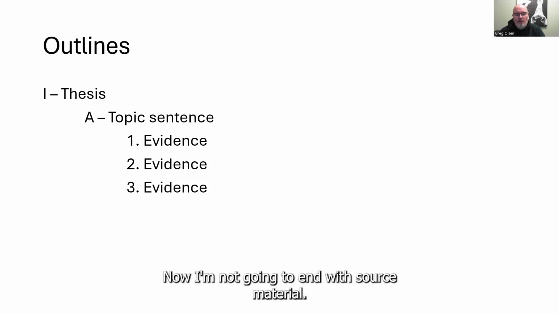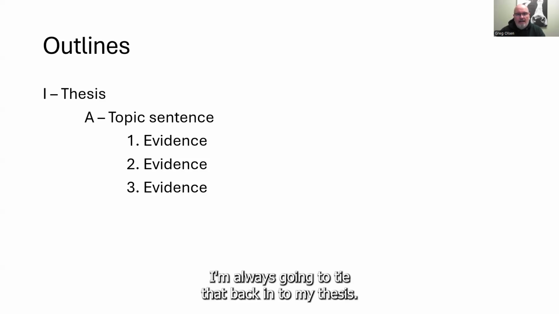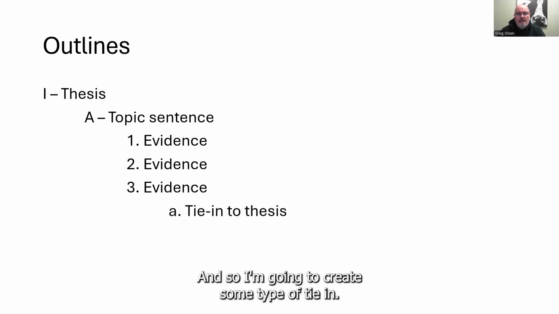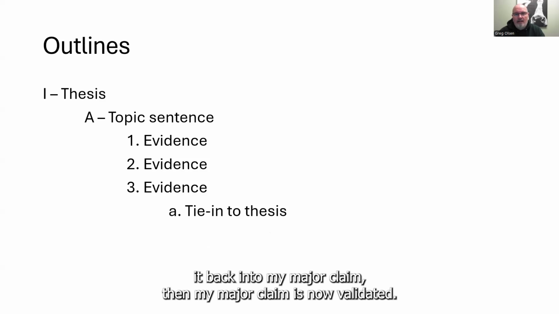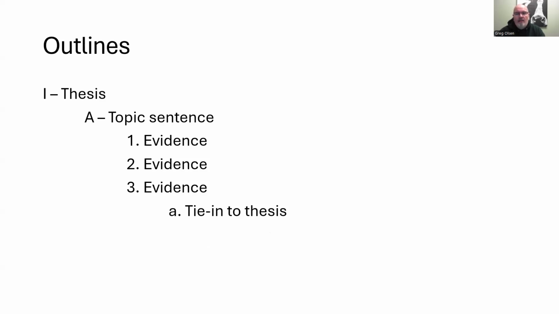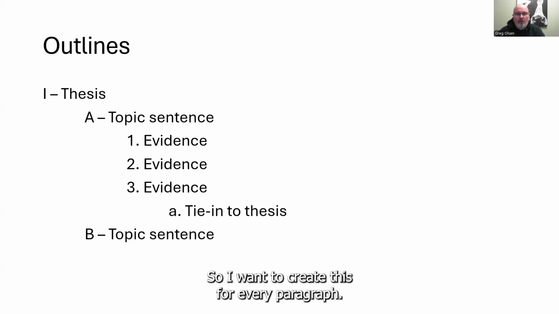Now, I'm not going to end with source material. I'm always going to tie that back into my thesis. And so I'm going to create some type of tie-in. I'm going to say if all this evidence is true, and then tie it back into my major claim, then my major claim is now validated. So I want to create this for every paragraph.